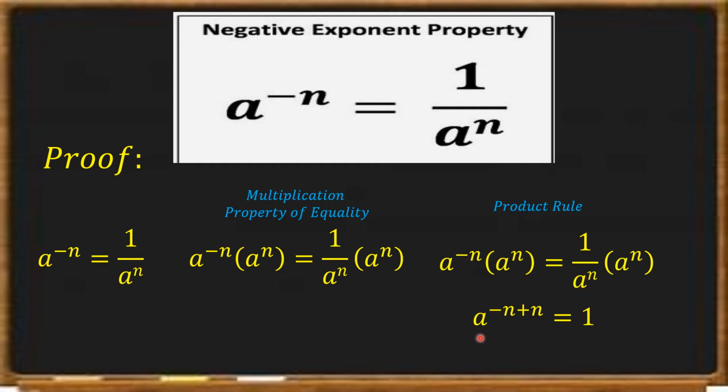So, but what is a raised to negative n plus n? So, magkaiba ng sign ito. So, magiging a raised to 0 yan. Okay, so equal ba itong a raised to 0? Yes, a raised to 0 is 1. So, 1 is equal to 1. So, it is now proven that these two are equal. Okay, so a raised to negative n is equal to 1 over a raised to n. So this is now our proof for this property, negative exponent property.